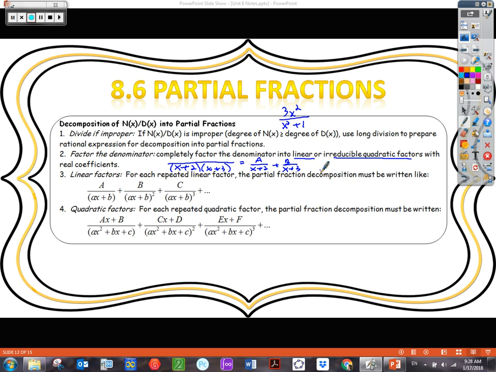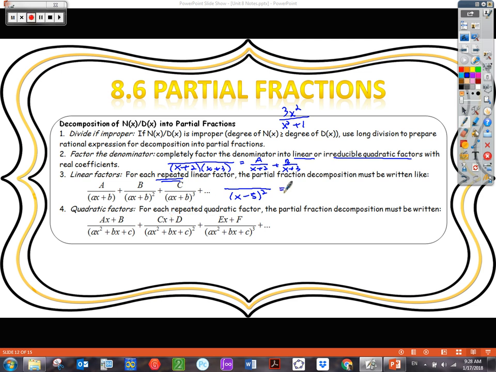Now let's stay on linear factors for just another moment. If it's a repeated linear factor, let's say we factor it and we get x minus 5 squared. This is not an irreducible quadratic factor. Notice that the exponent of x is 1. It's linear if the exponent of x is 1. This is repeated. It's x minus 5, x minus 5. That's two linear factors. It's repeated. What we do with repeated linear factors is we use this pattern right here to expand them out.